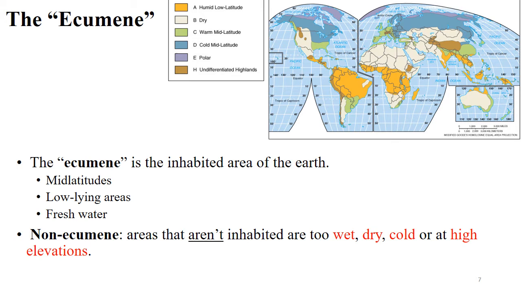Now, the non-ecumene does not necessarily mean that people don't live there. It just means that people are a lot less likely to live there, right? That you're going to find much lower concentrations of human beings there. For example, the Inuit in North America live in areas that are generally too cold, right? The Andes Mountains of South America have more people than the relatively low-lying Amazonian tropics.